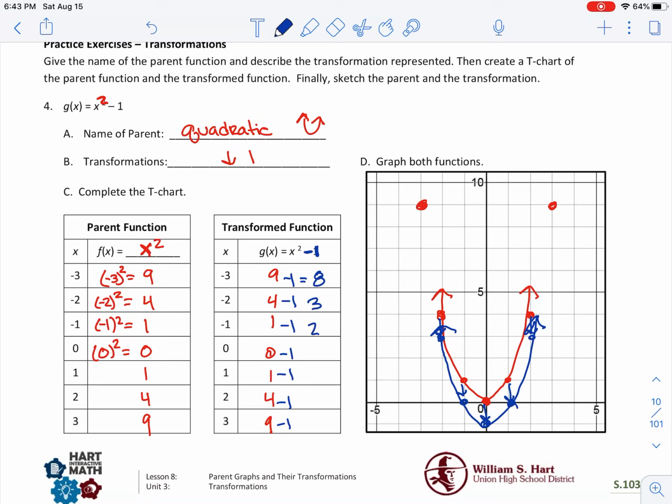8, 3, 0, -1, 0, 3, 8. And you can see those are the same points I have right here. The 8, the 3, I don't know how I got 2 there. That should have been a 0. 0, -1, 0, 3, and 8 again.